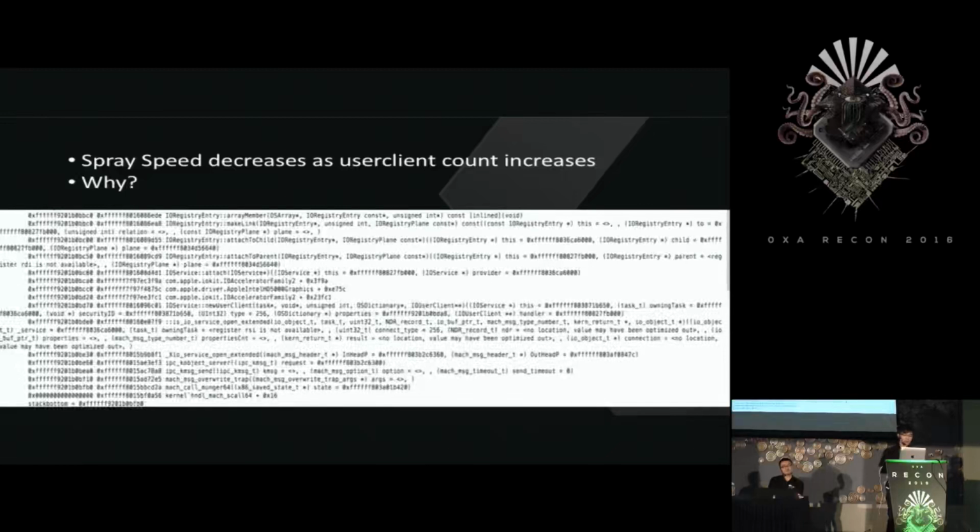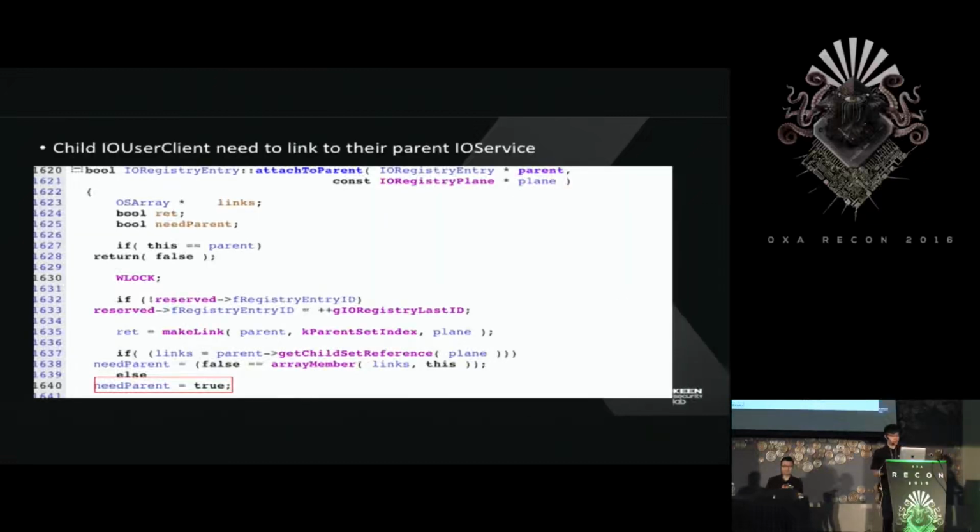And in this kernel stack trace of opening new user clients, we can see that in the I/O service, new user client will finally cause into some I/O registry attached to parent and attached to child, and finally into the array member. And this is the feature of the I/O registry plane, that each I/O user client needs to link to their parent I/O service, and their parents maintains a collection of all its children.